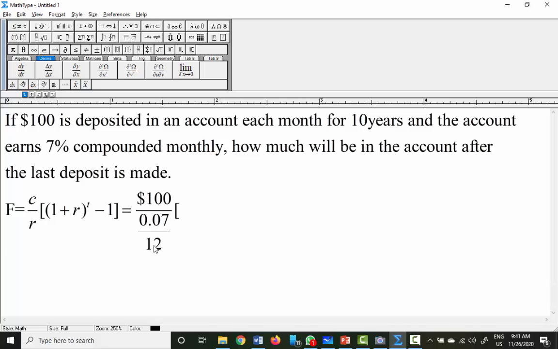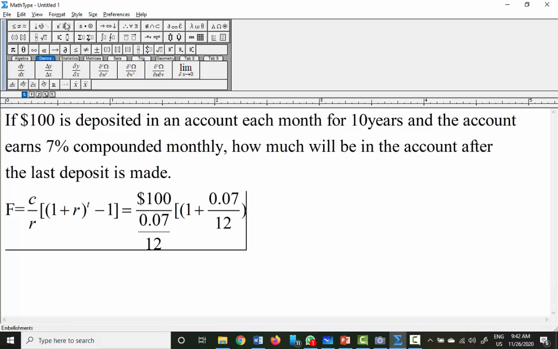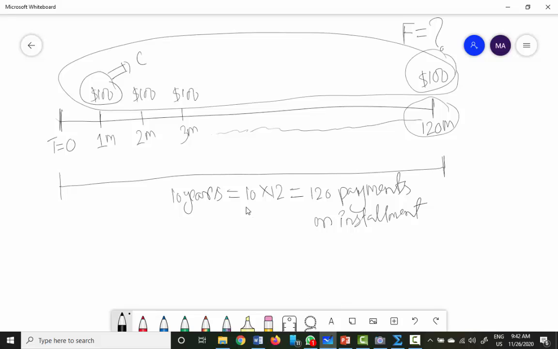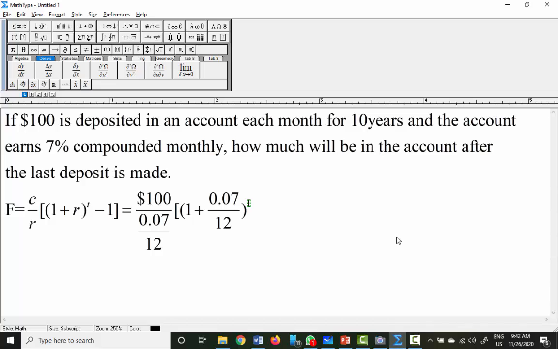And then bracket, 1 plus R, where R is this one, bracket close, power T. So what is T? As you already know, in 10 years we will have 120 payments or 120 installments. So the power will be 120 minus 1, bracket close.